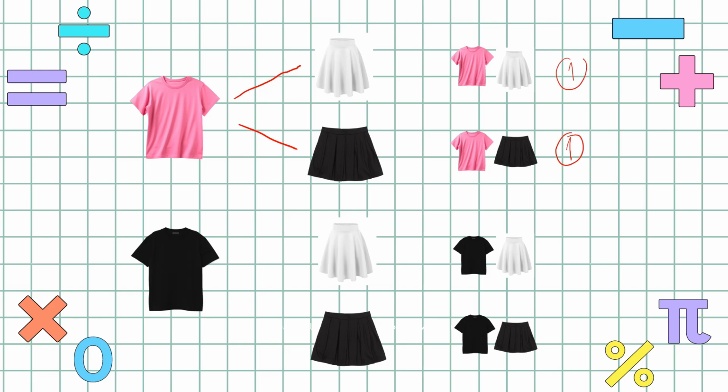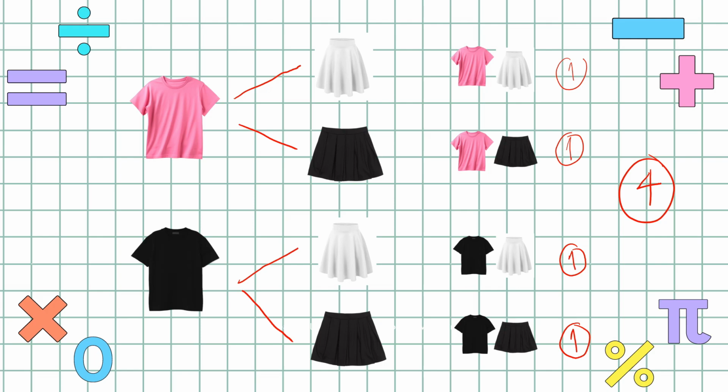Now, what if Claire chose a black shirt? If she chose a black shirt, she could pair it up with a white skirt or a black skirt. And that gives us another two combinations: a black shirt and a white skirt, and a black shirt and a black skirt. So all in all, Claire has a total of 4 combinations of shirt and skirt that she could wear.